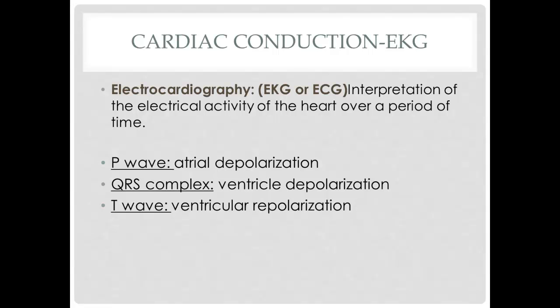Speaking of cardiac conduction along with EKGs, electrocardiography, also known as an EKG or an ECG, is the interpretation of the electrical activity of the heart over a period of time. There are different components to this EKG. The first is a P wave, which signifies the atrial depolarization. The QRS complex is when the ventricles contract or depolarize, and the T wave is the repolarization of the ventricles.